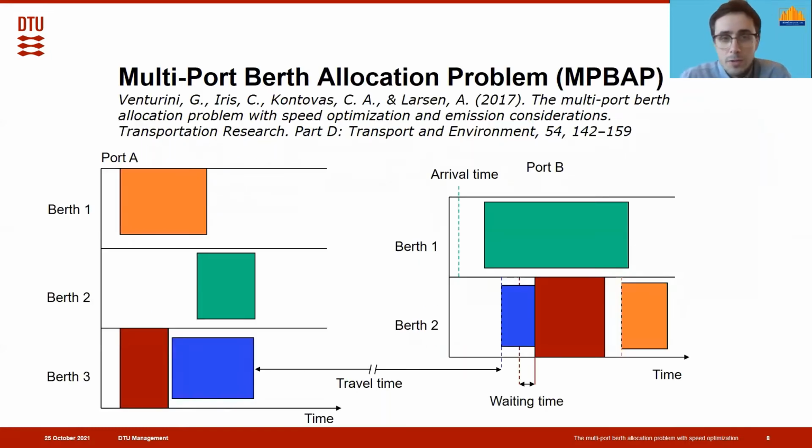This is the aim of the multi-port berth allocation problem that we present, and it was first introduced in the paper by Venturini, Iris, Kontovas, and Larsen. The idea is to extend the berth allocation problem to multiple ports, where we solve them simultaneously. And we have an additional aspect that we need to optimize, which is the speed or the travel time between the ports.